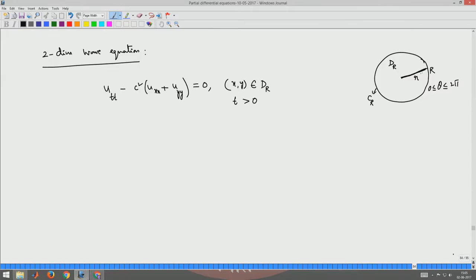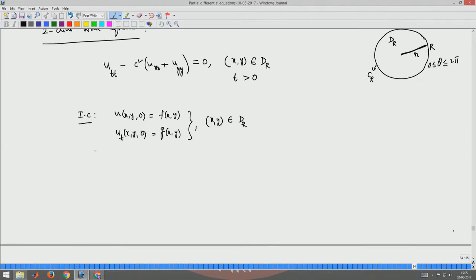Now if you give the velocity and displacement of the drum vibration at t equal to 0, those are initial conditions. The initial conditions are u at (x, y, 0) equal to some function f of (x, y). Similarly the velocity of the drum at (x, y, 0) is some g of (x, y), for all (x, y) belonging to D_R. This is the initial condition, that is what is known.